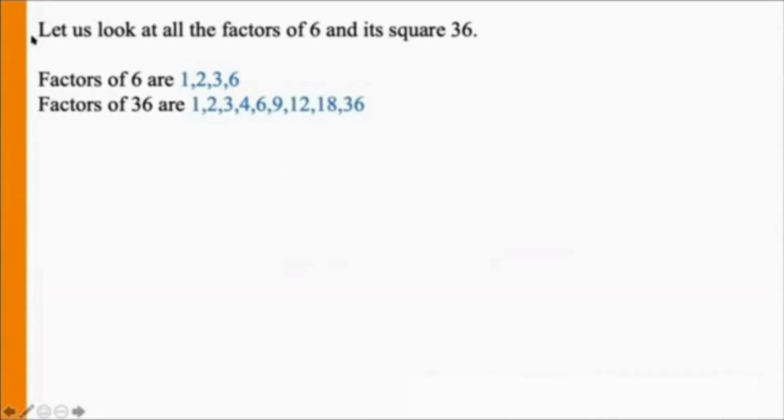Before we understand the theorem, let us understand this. So let us look at all the factors of 6 and its square 36. Factors of 6 are 1, 2, 3 and 6, and factors of 36 are 1, 2, 3, 4, 6, 9, 12, 18, 36.